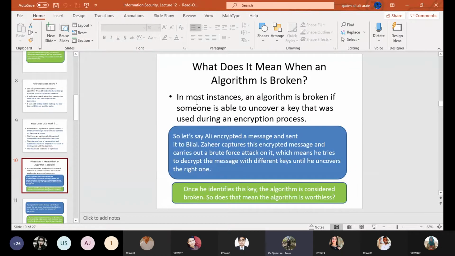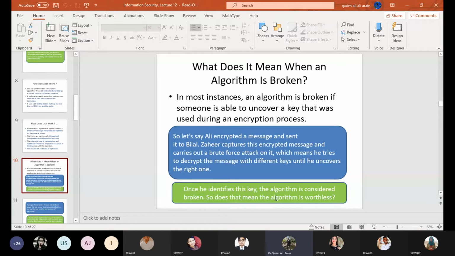When would you say that your algorithm has been broken? It means that when your key is exposed and available to everybody, your algorithm has been broken. So let's say Ali encrypted a message and sent it to Bilal. Zahir captures this encrypted message and carries out a brute force attack on it, which means that he tries to decrypt the message with different keys until he uncovers the right one. Once he identifies this key, the algorithm is considered to be broken.